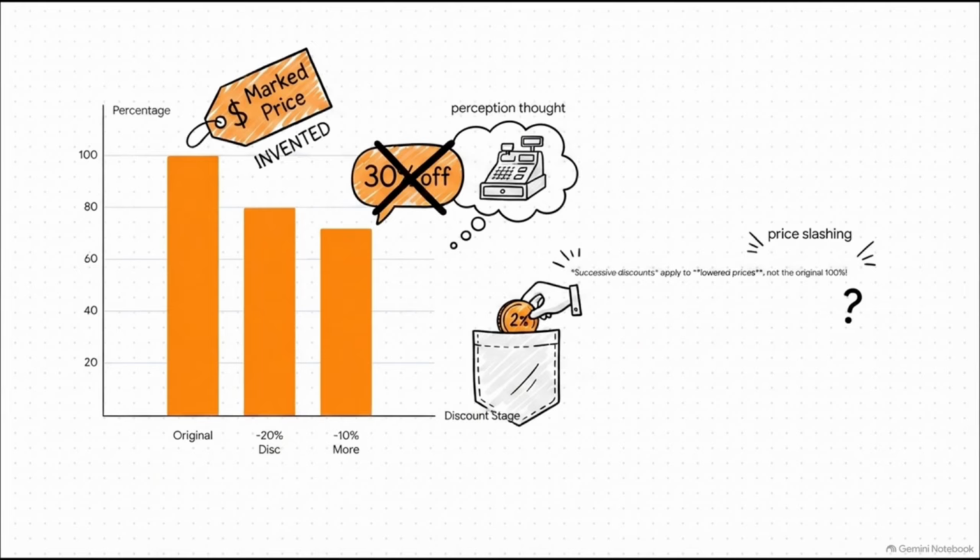But that second 10% discount doesn't apply to the original 100. It applies to the new, lowered price of 80. And 10% of 80 is just 8. So 80 minus 8 brings us to 72. Your total discount is absolutely not 30%, it's exactly 28%. The retailer just brilliantly made you feel like you were getting an amazing 30% deal, all while quietly keeping an extra 2% right in their pocket.